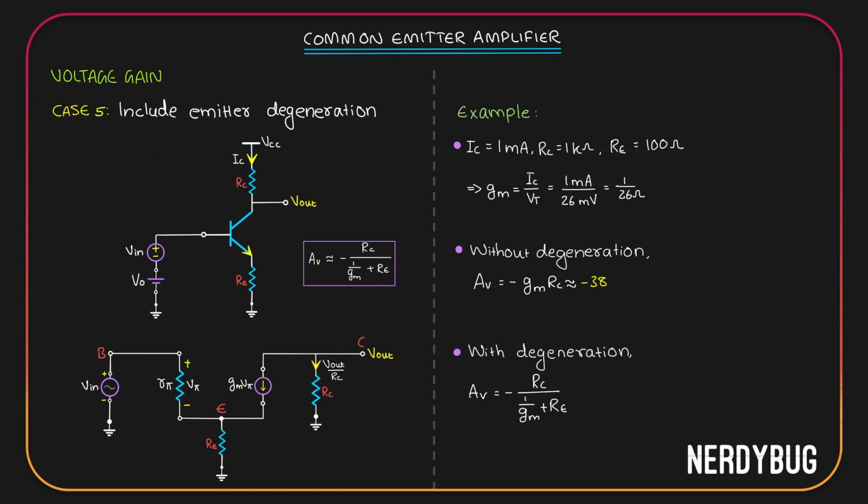With degeneration, the gain is minus RC divided by 1 by gm plus RE. We have all the values. If you give the values, you get around minus 7.9. Now, this is a problem. Earlier, we had a gain of minus 38, but it was unstable. Now, the gain is stable, but it has become significantly lesser. It is almost 5 times lesser than our previous gain. So, we have to do something to increase the gain without losing the stability.